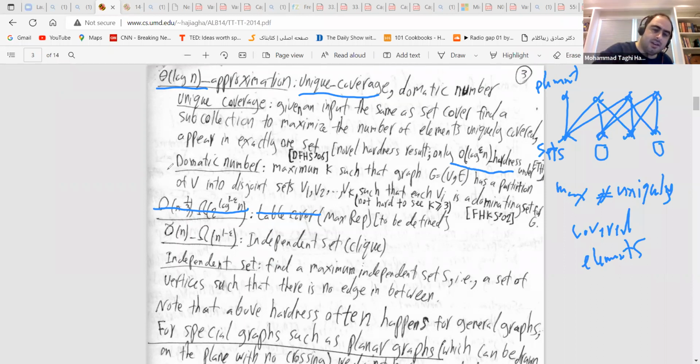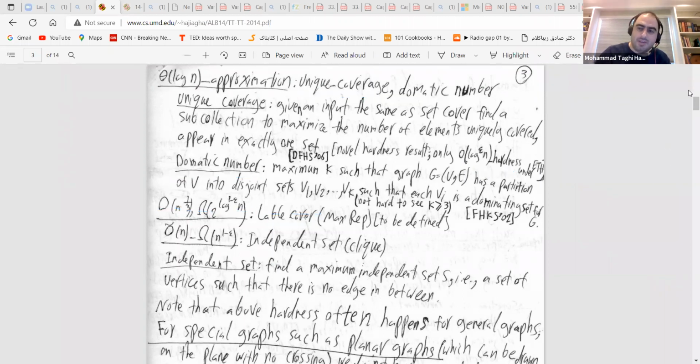There is another problem, domatic number, where you want to partition the vertex set such that each part is a dominating set, and you want to maximize the number of parts. This is another thing that Arvind Srinivasan, who is a professor here at UMD, did. The unique coverage problem is my work, and the domatic number is Arvind's. These are the only two natural problems that we know to be log n hard maximization problems. Good. So let me just see.